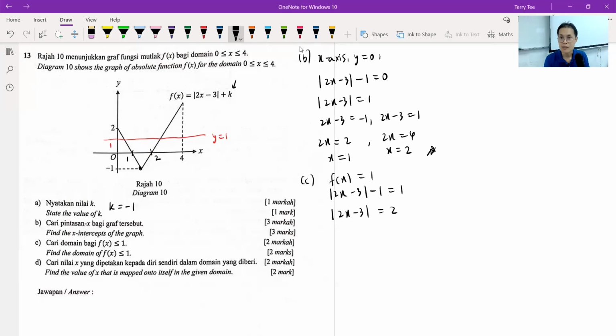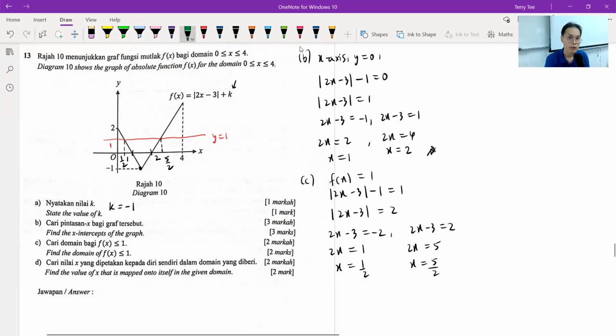Bring the 1 over first. And again, when you open up a modulus here, we have a negative and a positive. You bring the 3 over, you get 1. X is 1 over 2. You bring the 3 over, you get 5. X is 5 over 2. So this is now your 1 over 2. This is now your 5 over 2. Okay, you want f(x) to be less than or equal to 1. Less than or equal to 1 means it must fall below the line y equals 1. When it falls below the line y equals 1, the range of values here must be between a half and 5 over 2, right?